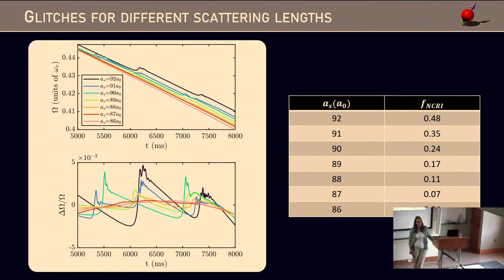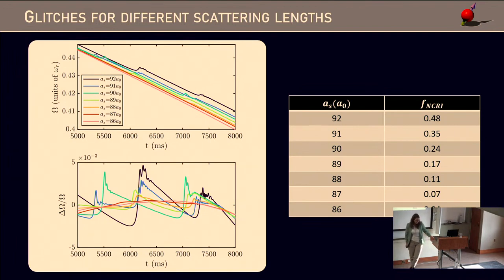So, just wondering, for measuring this change in frequency, what would you do in the experiment? How do you let the system expand? What would be the way to do it? So you mean for the glitches? The delta omega?